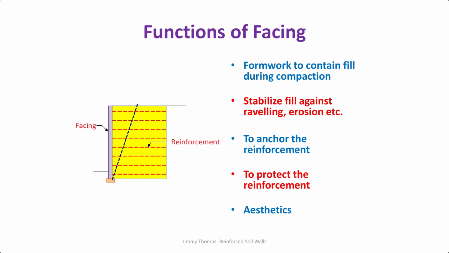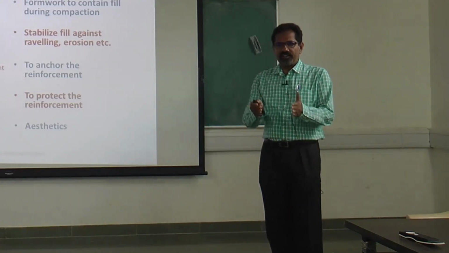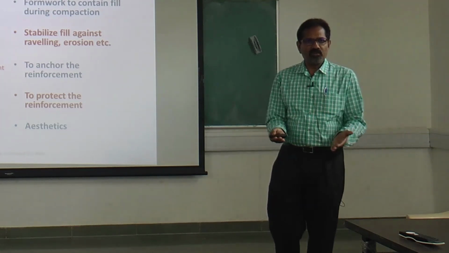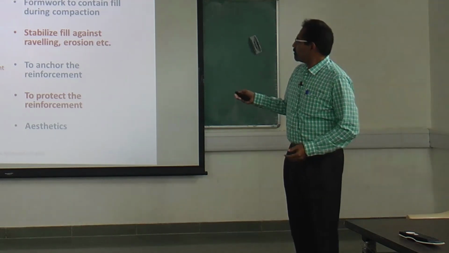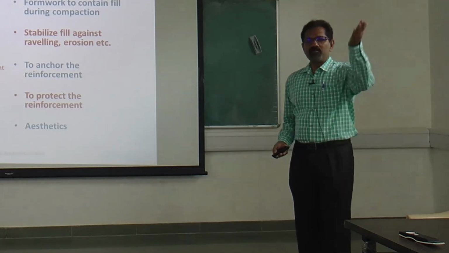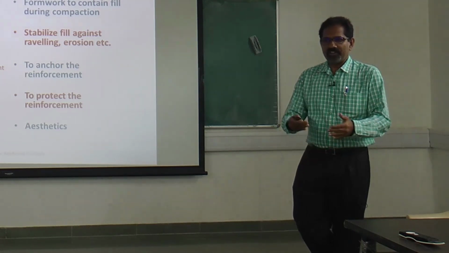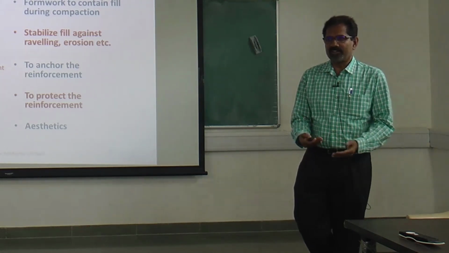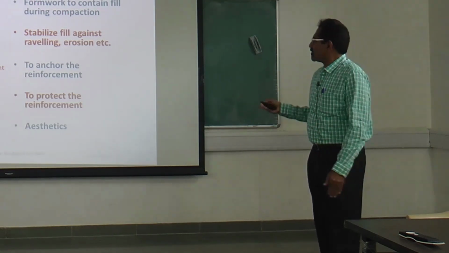That means we have to place the reinforcement, put the soil and compact it. And if you don't have this facing, it's very difficult to compact. Imagine the soil is vertical, the roller comes very close to the edge, we will not be able to compact it. For the fill to be compacted, it has to be confined. So one function is that it is like a formwork to contain the fill during compaction. Just like to pour concrete in a beam, we have to have a formwork. Once the concrete hardens, that's not required. It's purely temporary. Same way here, just during construction, the role is there.